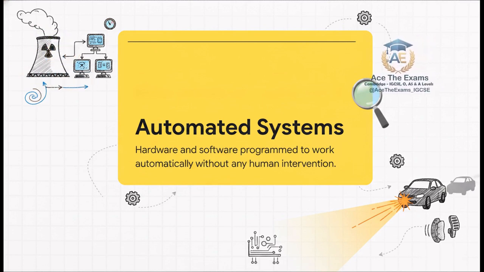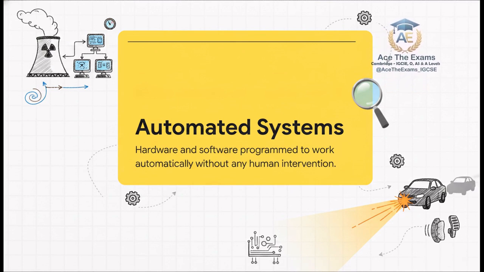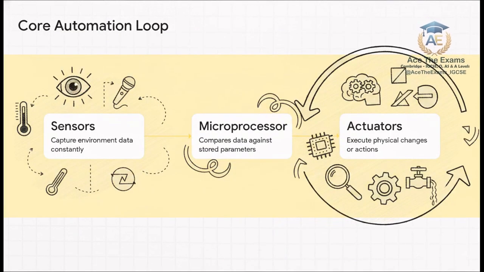Or think about something simpler, like adaptive cruise control in a car. It pulses infrared lasers to measure the exact distance to the vehicle ahead, automatically adjusting the brakes or accelerator. Again, no human input is required for that specific automated task. Now, every single high-level exam answer you write about automation absolutely must demonstrate this fundamental concept, the core automation loop.